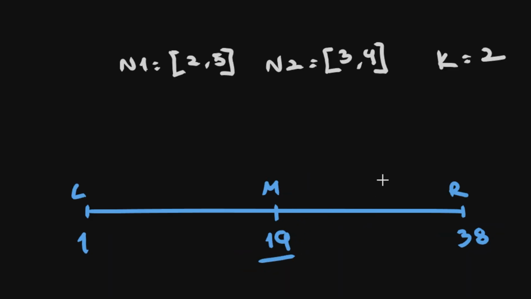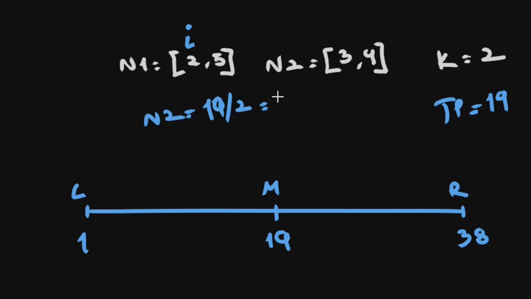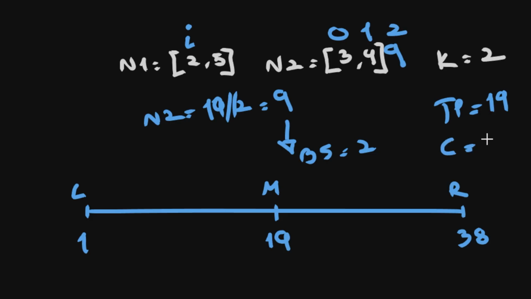So now the target product is 19, and now we iterate this from left to right. We start with 2, and now we are looking for 19 divided by 2. So we are looking for 9 because we round down this value for now. So we run a binary search to see where do we put this 9 in nums2, and we put the 9 here. This is index 0, this is index 1, this is index 2. So the binary search for this will be 2. So we add to the count, in this case 2.